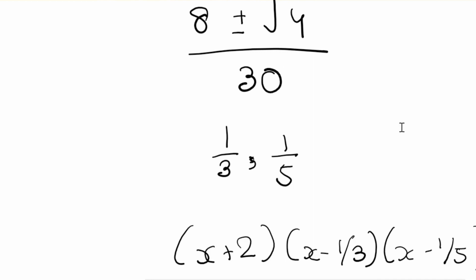It's important to know that if x is equal to 1 by 3, then x plus 1 by 3 is not a factor. If x is equal to 1 by 3, x minus 1 by 3 is a factor of p of x. So in the linear form, the factors would be x plus 2, x minus 1 by 3 and x minus 1 by 5, in the format I've written here.